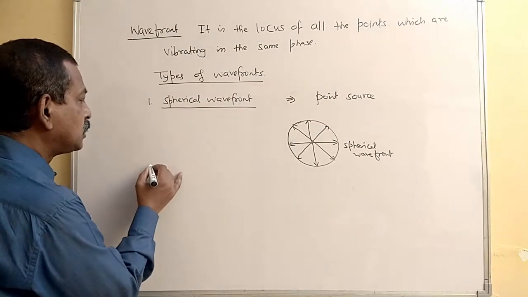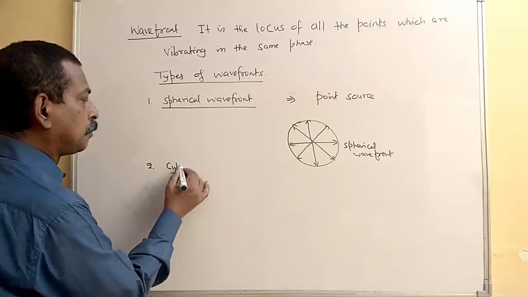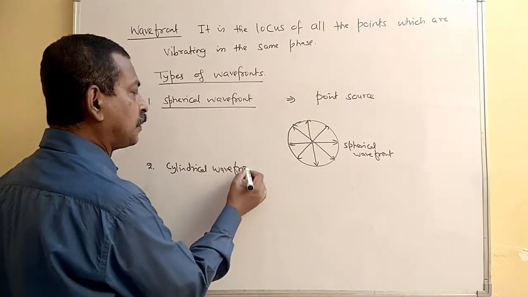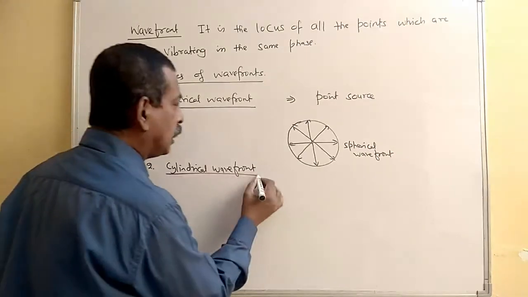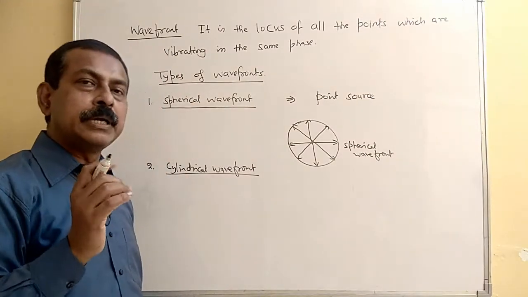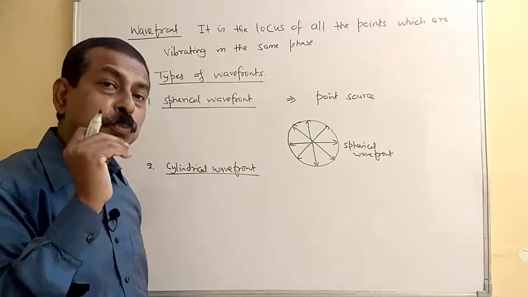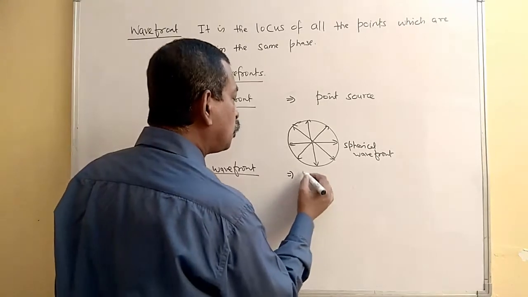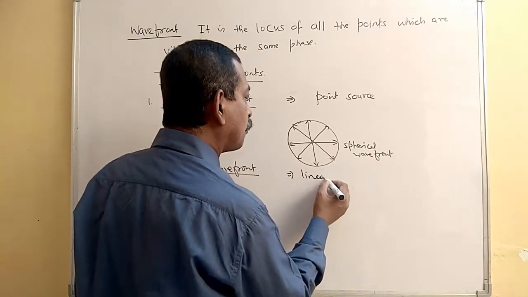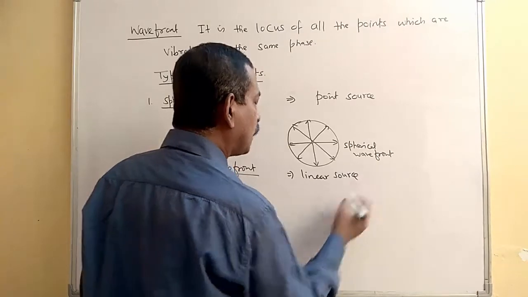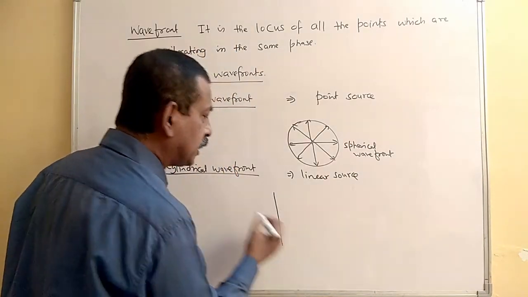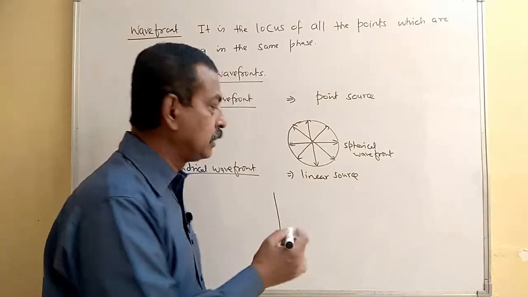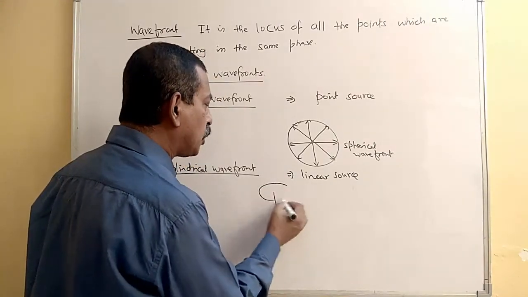Another one is your cylindrical wavefront. Now, cylindrical wavefront is cylindrical in shape and is produced by a linear source. So here, this will be produced by a linear source. Like suppose you have a linear source here. It will give rise to the waves in all possible directions. So they will be going there in all possible directions.